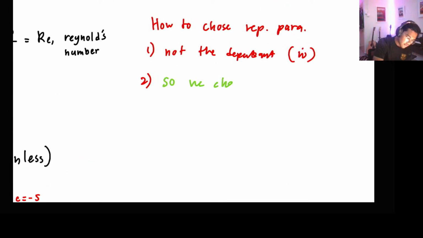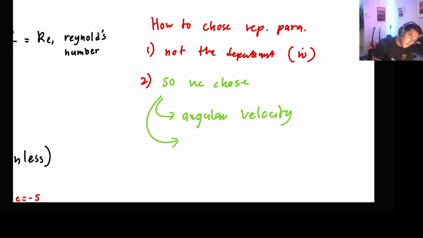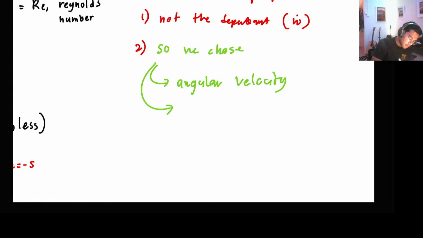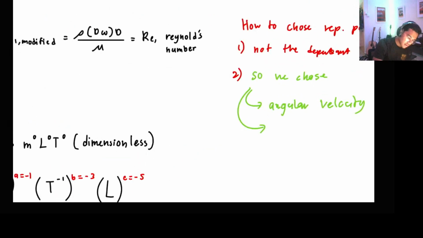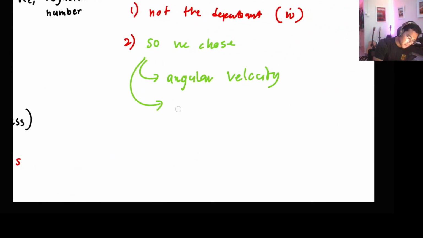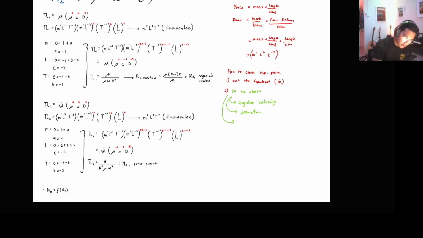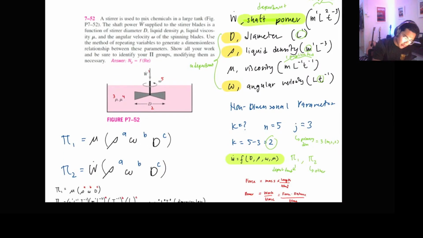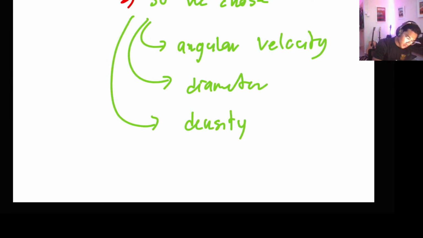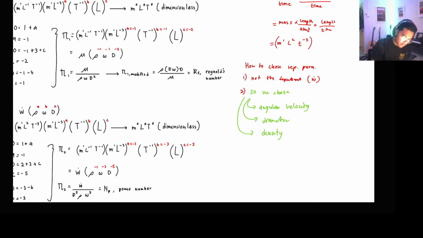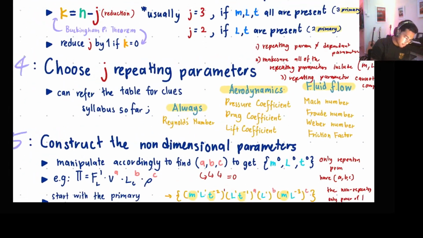So we choose angular velocity. We also choose length, diameter, my bad. Diameter, and also density. Okay, so that is step 4.